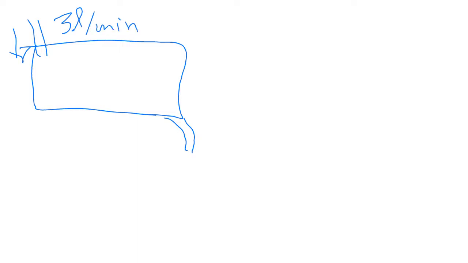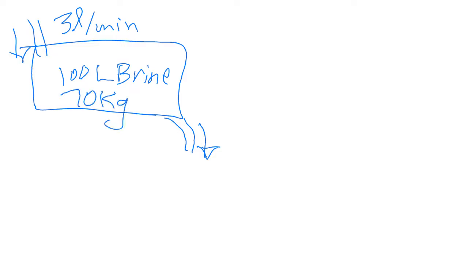And the mixture of the brine, so there's 100 liters of brine. That should be a capital L, shouldn't it? 100 liters of brine in the tank. And that brine has 70 kilograms of dissolved salt, 70 kilograms of salt in there initially, at time t equals 0.